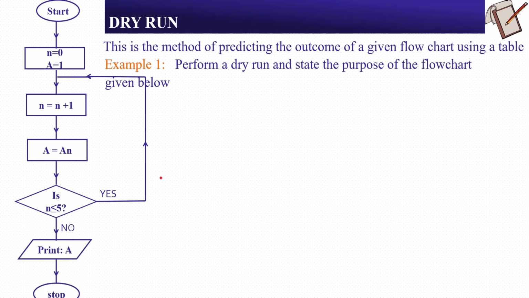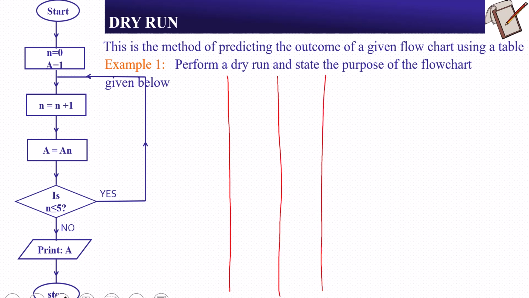As we said, a dry run is the method of predicting the outcome of a given flow chart using a table. We're going to draw our table here, and in this table, we're going to have n and a. How do you know which value to put here and which value to put here? The first assignment gives you the first value in the table column. So the first column will have n because n is assigned first, and the second will be a because a is assigned next after n.